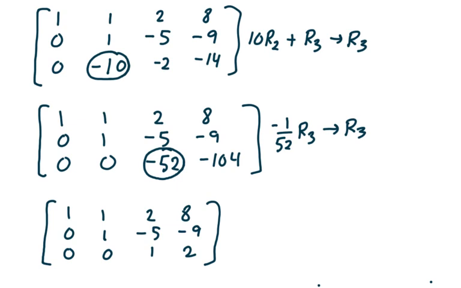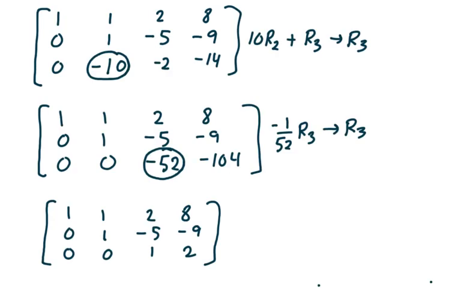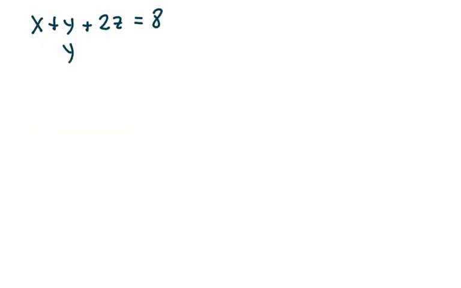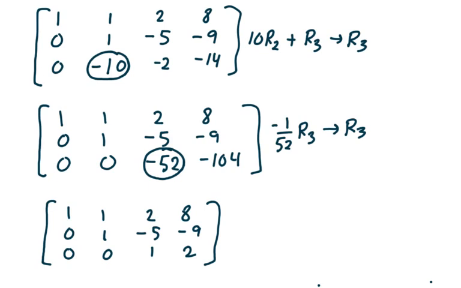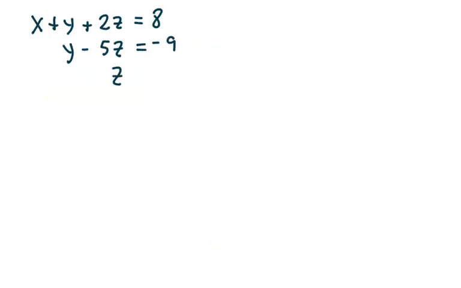Now, we're in the home stretch. So we get x plus y plus 2z equals 8. That's the first equation. The second equation will be y minus 5z equals negative 9. And then the third equation will just say z equals 2. So now we can solve this by what's called back substitution.